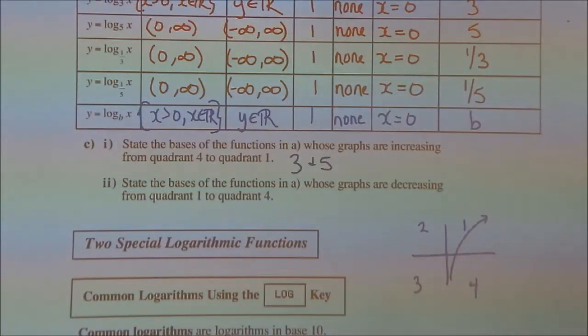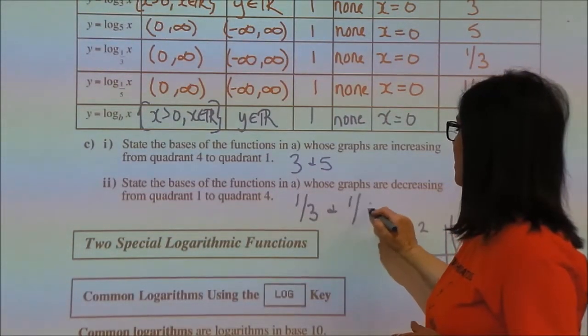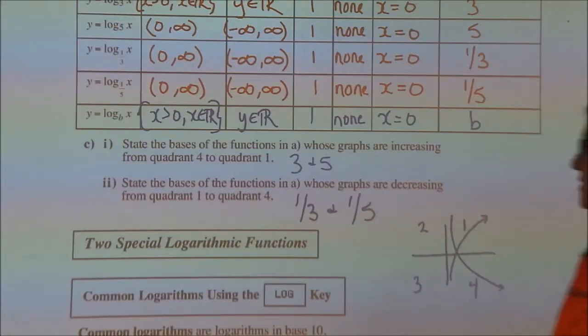And then the graphs that are decreasing from quadrant 1 to 4 looked like this. Those were these two, the fractions. So 1/3 and 1/5. Just a realization that if the base is a number greater than 1, I'm going to have an increasing graph. And if the base is between 0 and 1, my graph is going to decrease. Okay? So now we're going to take a look at two special log functions.